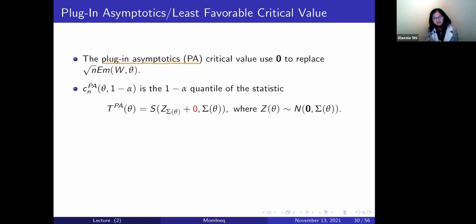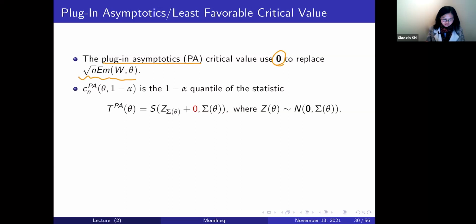This plug-in asymptotic critical value is in some sense a least favorable critical value. It replaces the unknown value of the slackness parameter by 0, right? We know under the null hypothesis, these unknown parameters are non-negative. If we replace it by 0, we reduce the value of the first argument of the function S, right? Then due to the monotone decreasing property of the S function, you increase the whole function S, right? So by plugging in 0, you obtain an upper bound.